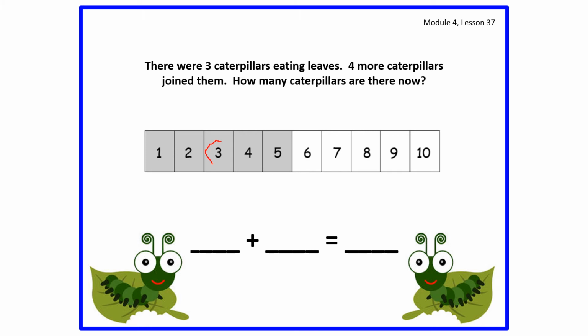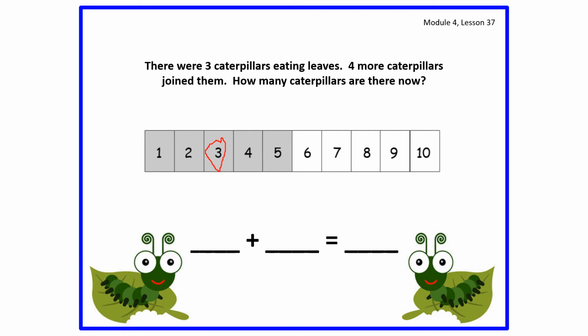So I'm going to go ahead and circle the 3 since we can't stand on our number path today. 4 more caterpillars joined them. So am I adding or taking away? Well, that's right. I'm adding. Number 1, we're adding because I said 4 more caterpillars joined them. But also, if you take a look at the number sentence, you will see that there's a plus sign here. Plus means addition. Addition means more. And that means we're adding also.